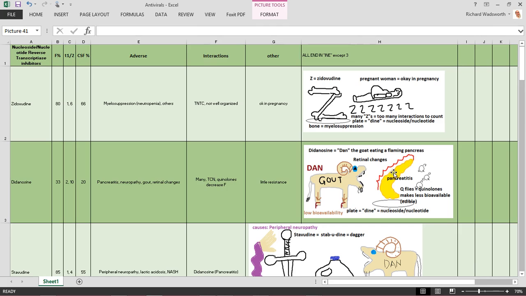And this is a pancreas, because of pancreatitis. So this Dan the goat, diadenosine, wants to eat the pancreas. And it looks like it's on fire because it's pancreatitis. Here are the little Q flies. Q stands for quinolones. These get a little better later. I apologize. The early ones I was having some hard times with being creative. And here is his eye. Has a little change symbol on it. So this is retinal changes. And it looks like I didn't even include neuropathy on there. Maybe he looks like he's neuronic or something. I don't know.